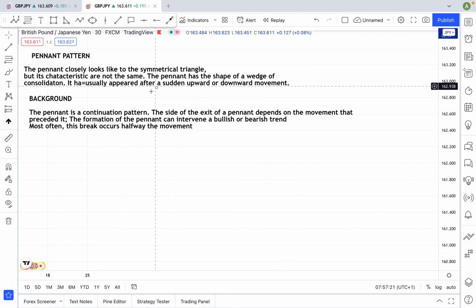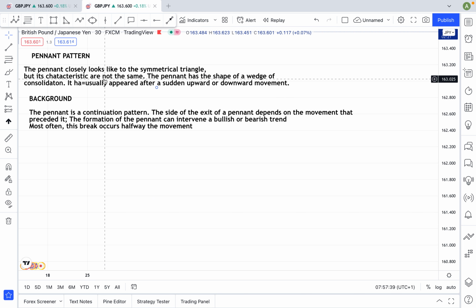And today we shall be looking at Pennant Pattern. So let me just read the theoretical aspect as usual. The pennant cluster looks like the symmetrical triangle. Remember we did this, right? We did this I think maybe last week or maybe 2 weeks ago. You can just check back to previous videos to confirm that.